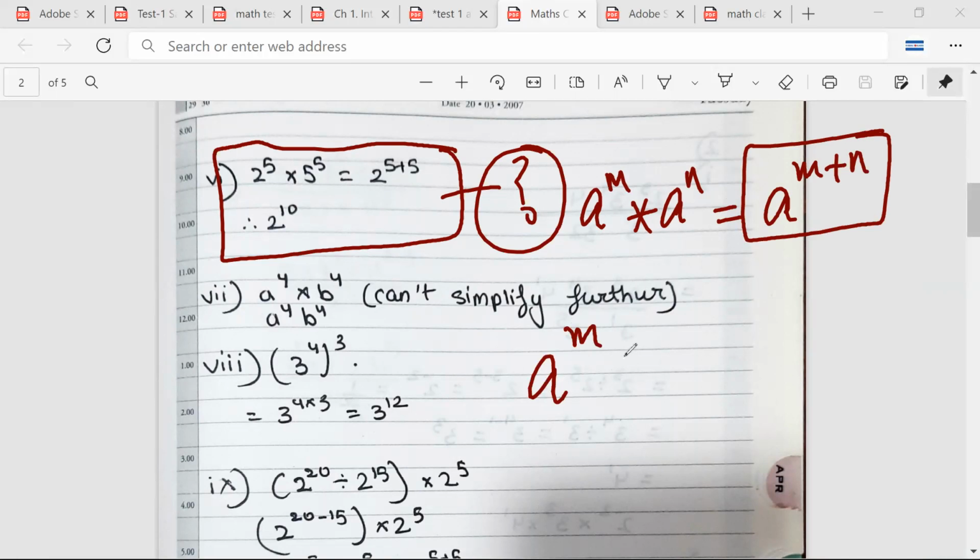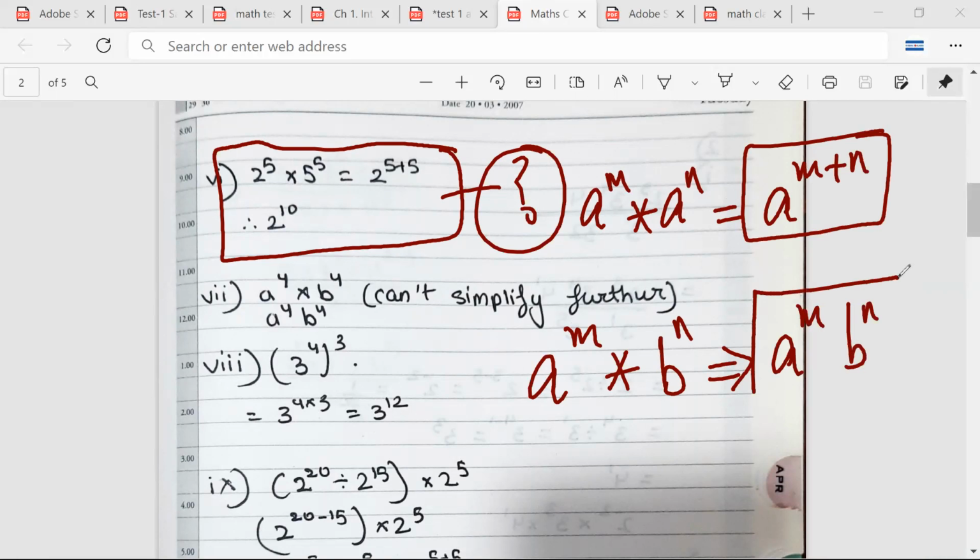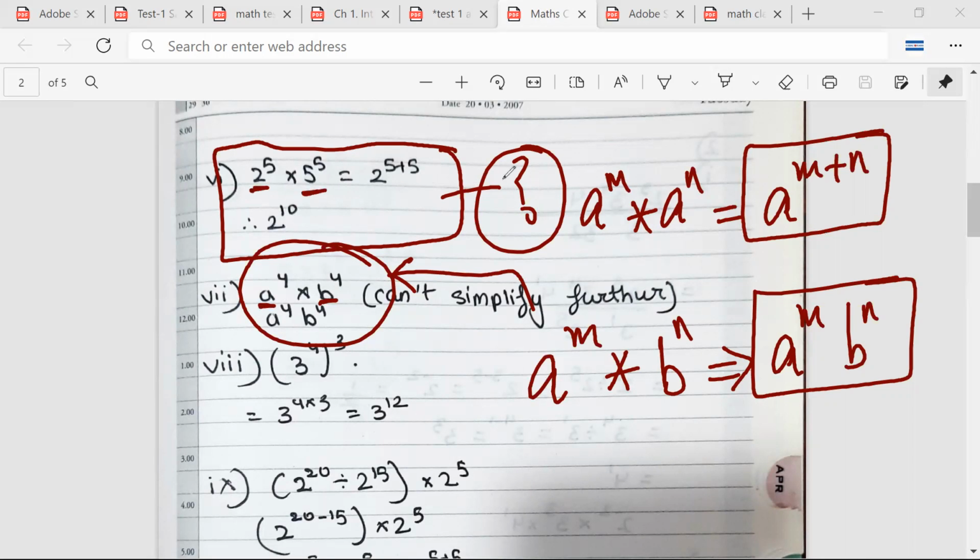So for example, if you have a raised to power m into b raised to power n, then this would just be a^m b^n. Any doubt about this or not? No, sir. No doubt. That is what you have done here. So because bases are different, a and b are different, you can't apply this rule on this question.